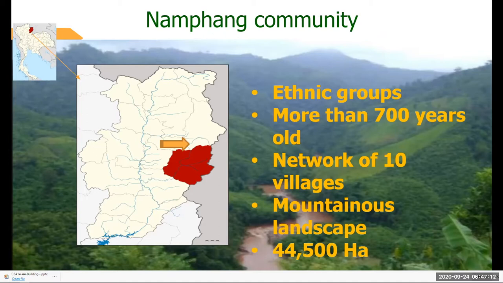And then from the photo, you can see that the condition of the area is mountainous, covering approximately 44,500 hectares. And then you can see the map on the left-hand side, the map of Thailand, and the top corner in the red area is the area we are talking about.